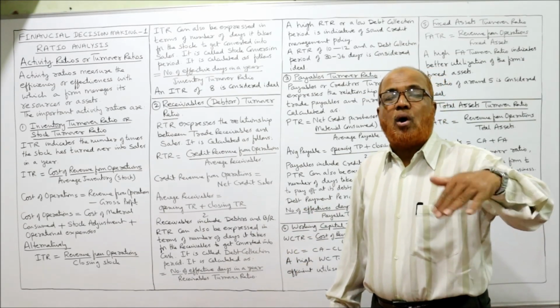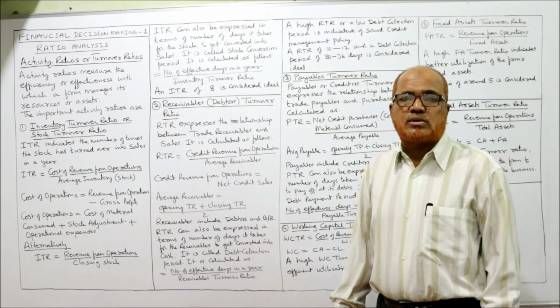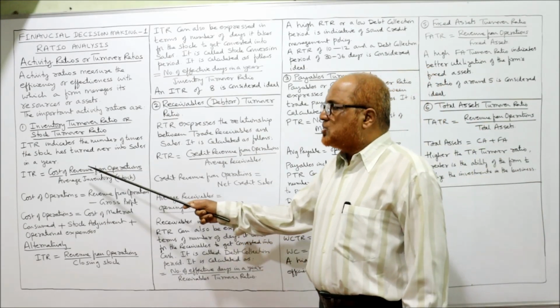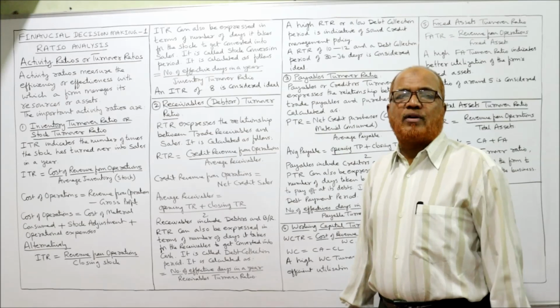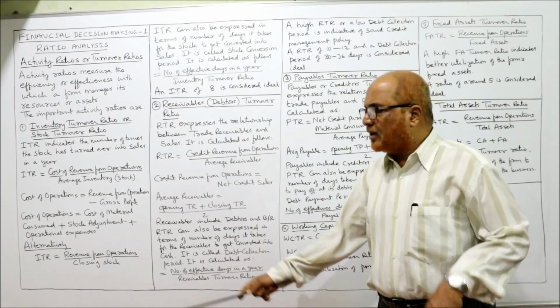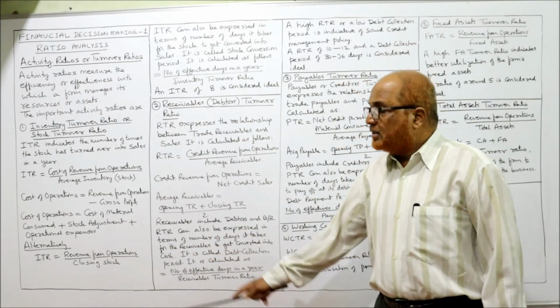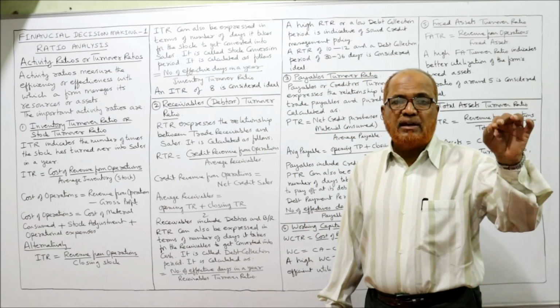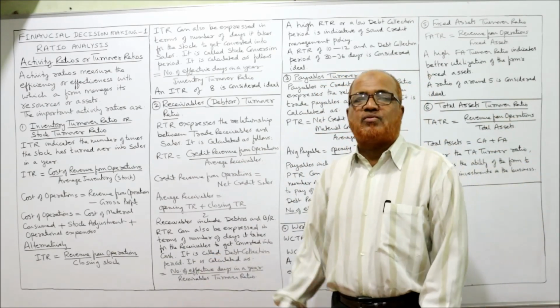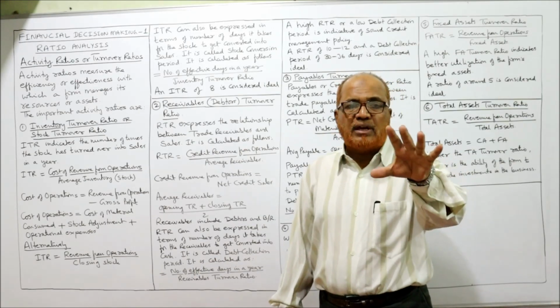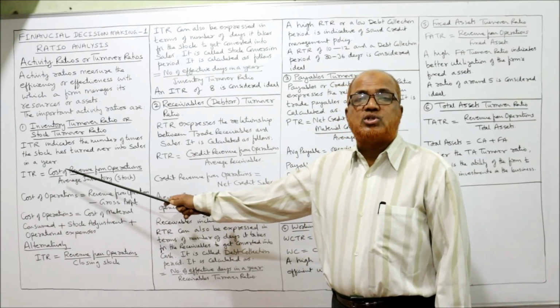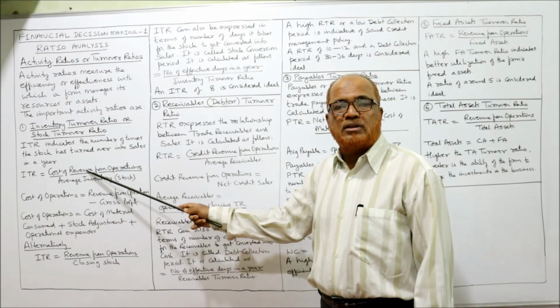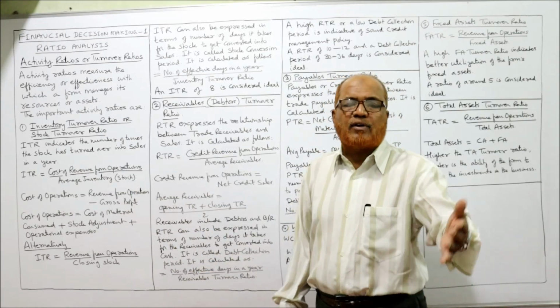In that case, we can use an alternative formula. In the numerator, instead of taking cost of revenue from operation, we can simply take revenue from operation. But this is an emergency formula. If we don't have the information, only then we apply this formula. Otherwise, if you have the information, always go by the original formula. This is the duplicate, alternative formula.